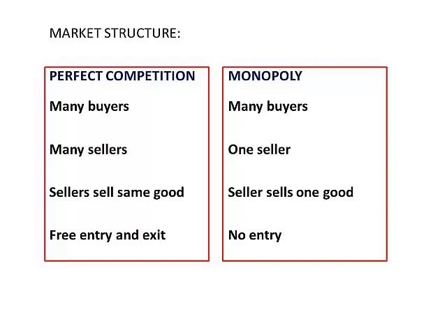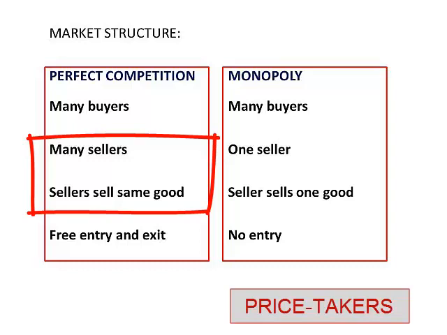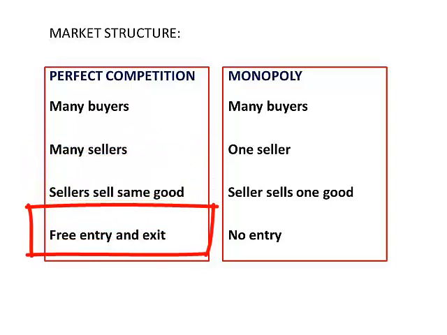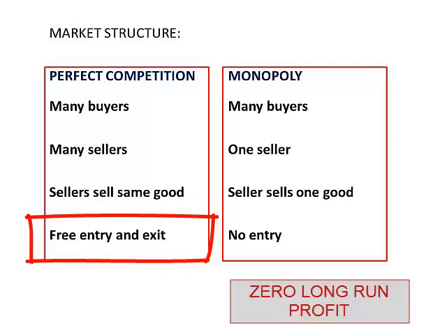And of course, that seller will sell his or her good. And very importantly, there is no entry into the monopoly. So even if firms would like to enter the monopoly because they make profit there, they cannot. Now, the assumption of many sellers and all the sellers selling the same good means that all producers will be price takers. And the assumption on the perfect competition of free entry and exit means that in the long run, there will be zero economic profit.